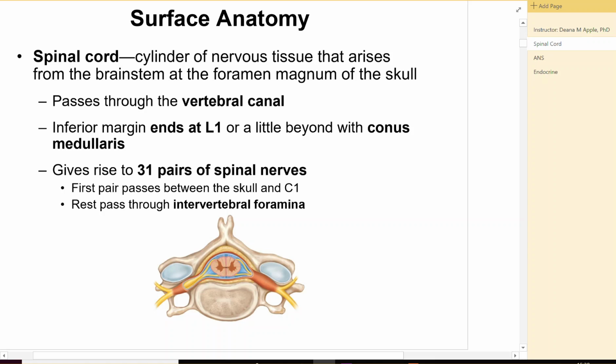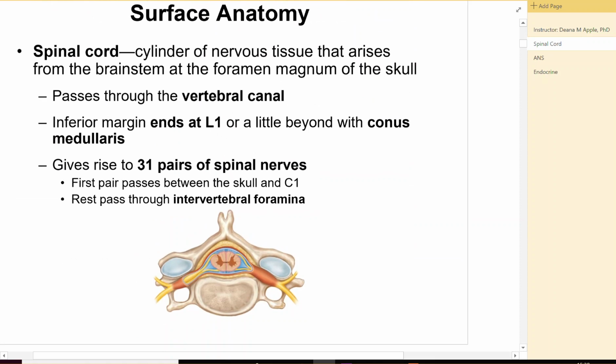What are the portions of our spinal cord again? What's this right here? Cervical, and then lumbar. No, right here. Not lumbar. Thoracic, yes. And then down here is lumbar, and then sacral, and then coccyx. Coccygeal. So cervical, thoracic, lumbar, sacral, coccyx. All right.